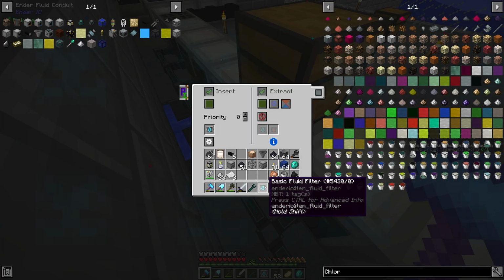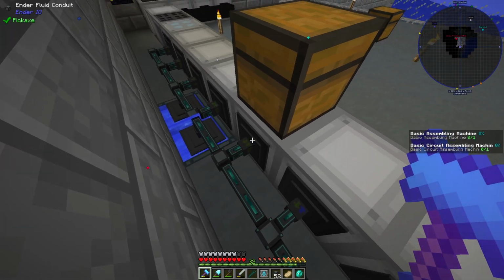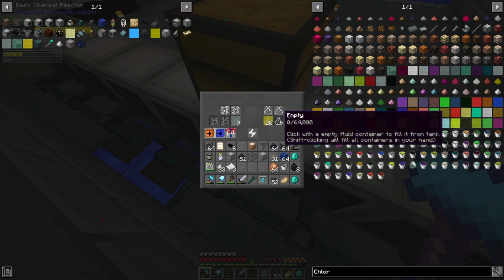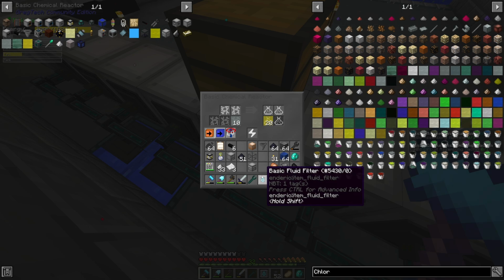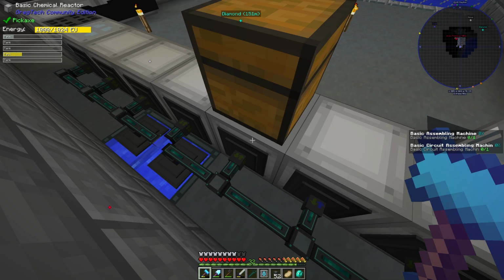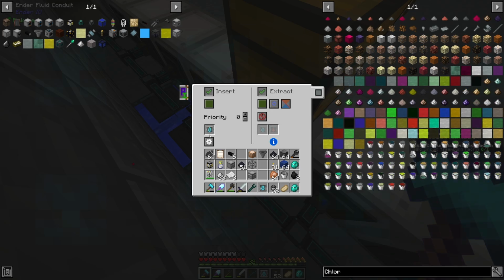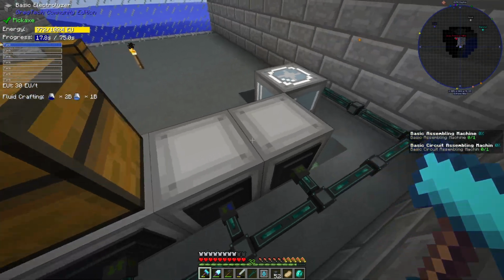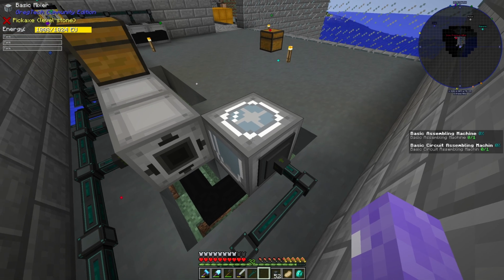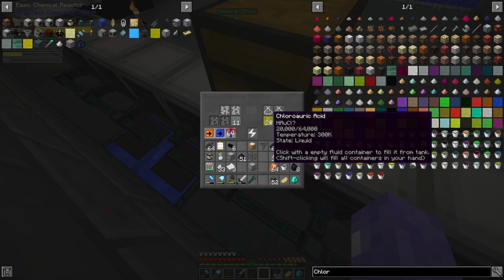I'm not sure about this one. This one's a little bit perplexing. All right, I'm a little bit lost now because we should be able to get this chloroauric acid. Do I need to have fluid auto output enabled? Let's put the fluid auto output enabled and then put the insert filter on. But it should automatically go in here. I don't know why it's not. It really does not want to move around this chloroauric acid.